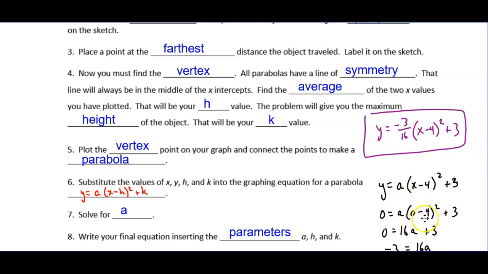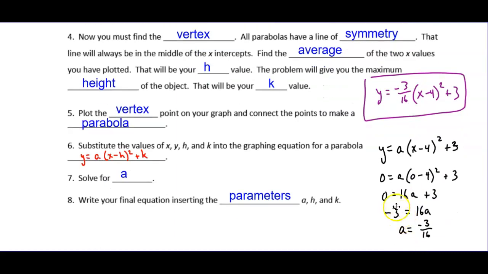I need to take care of this a coefficient first. So -4 squared is positive 16. Remember, squaring a negative equals a positive. And I did not combine that with the 3. That's important. Be careful about that. The 3 gets subtracted to the left, and now I can divide by 16.